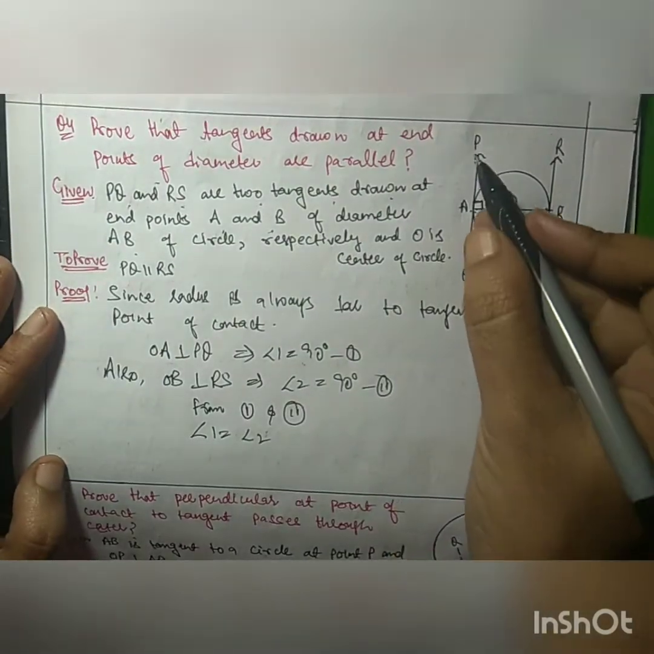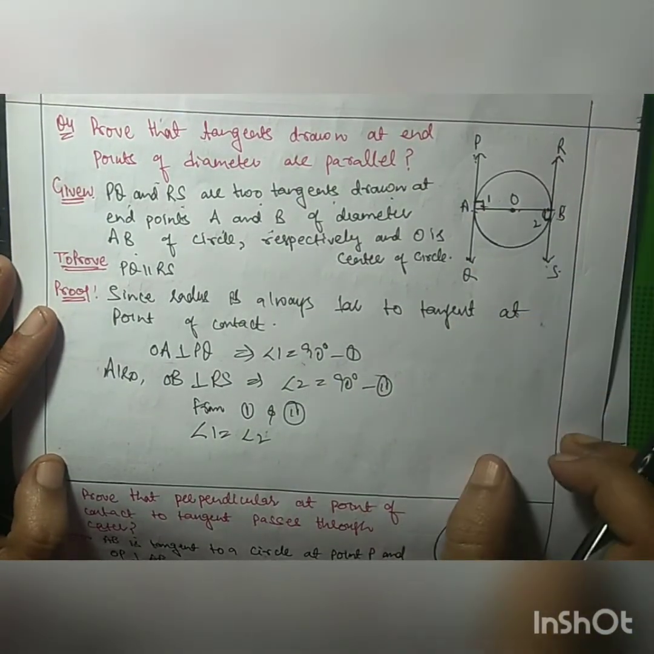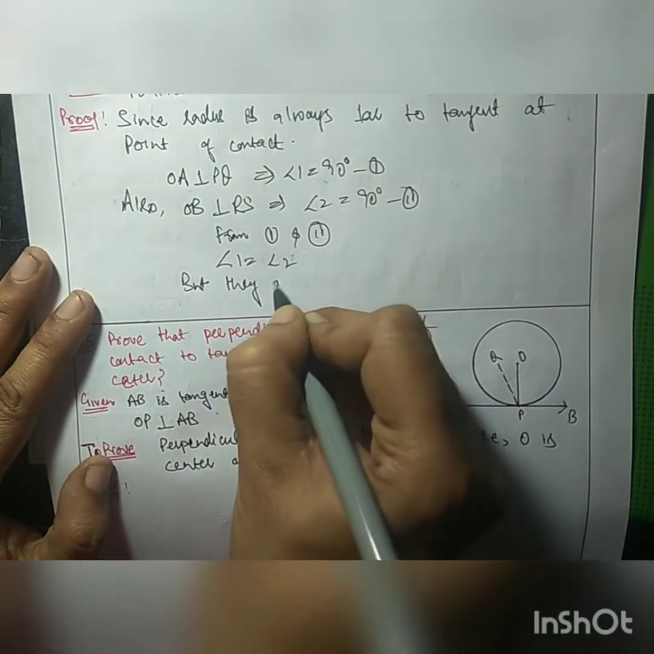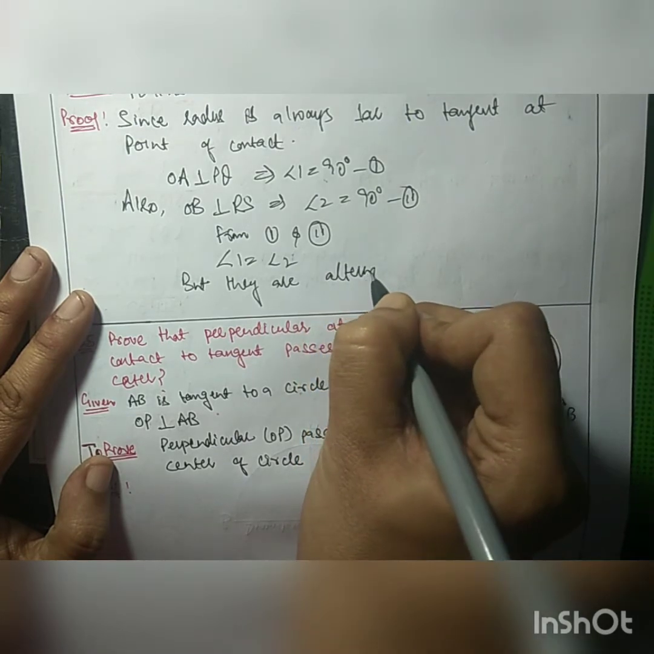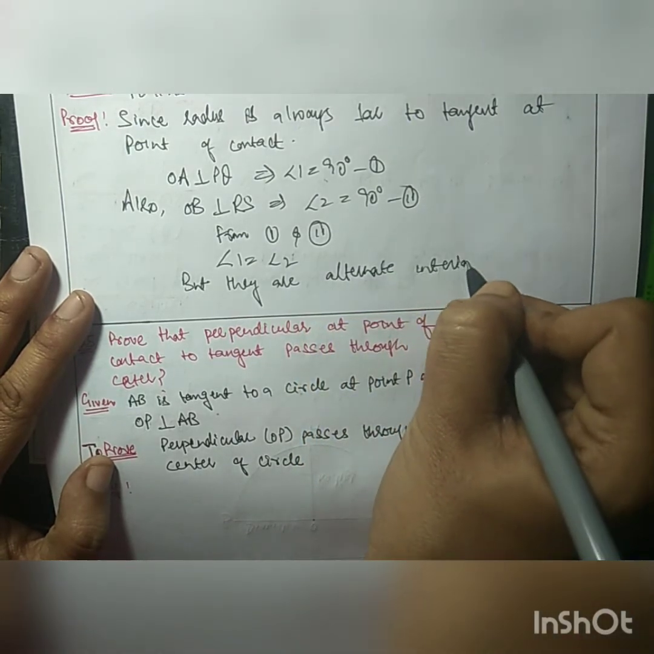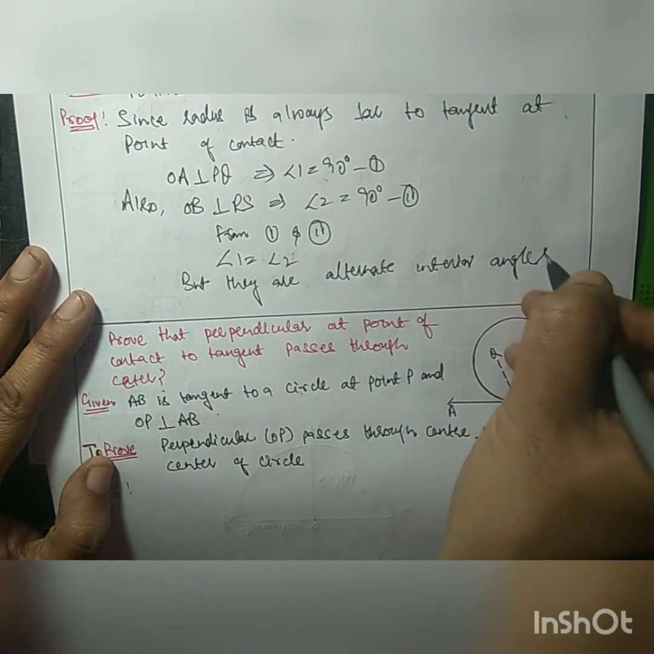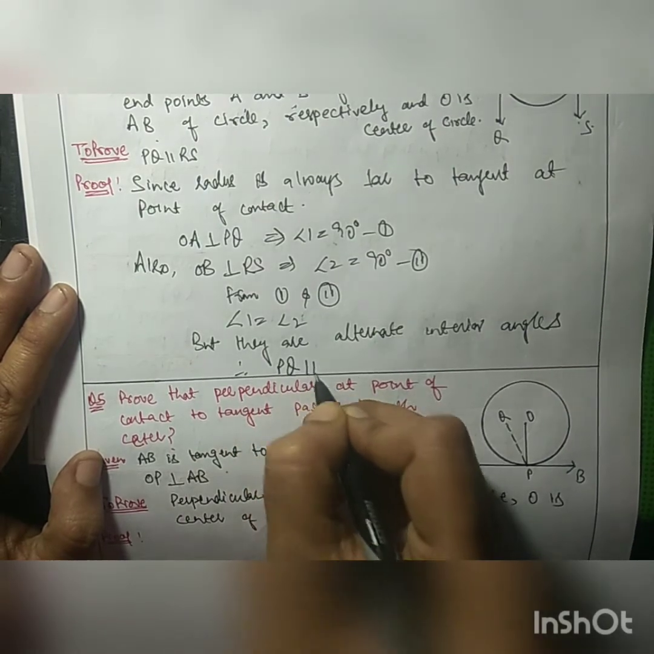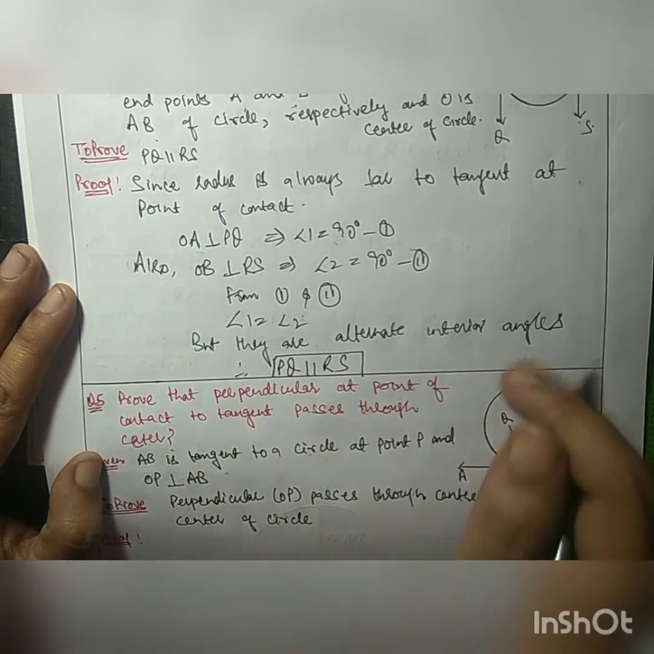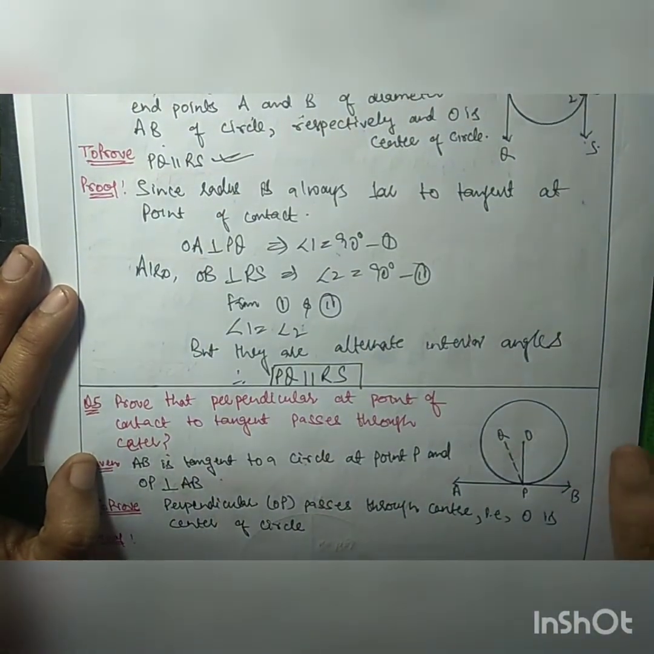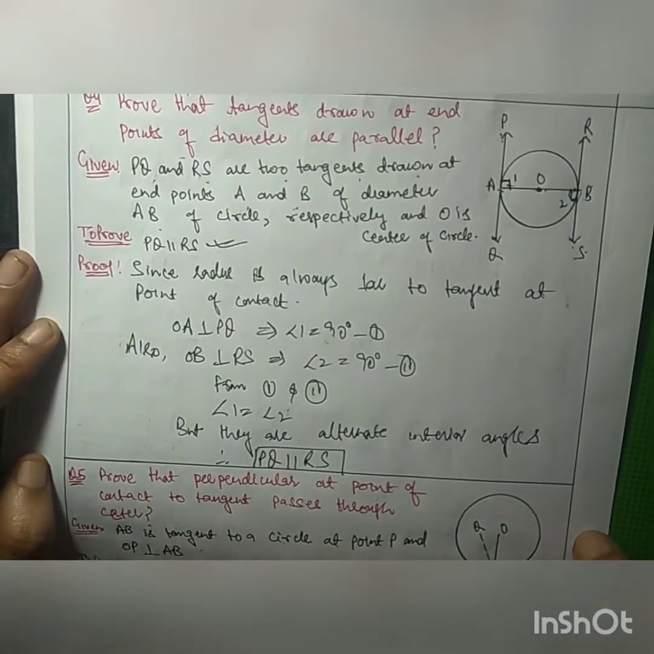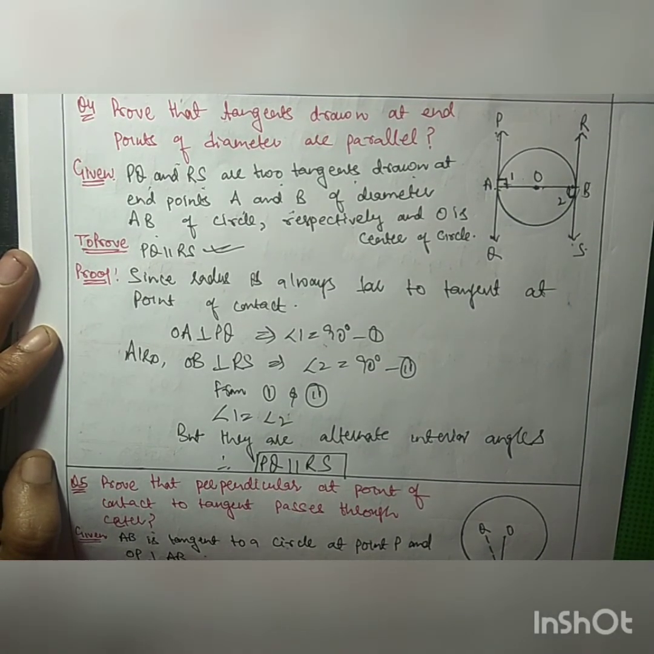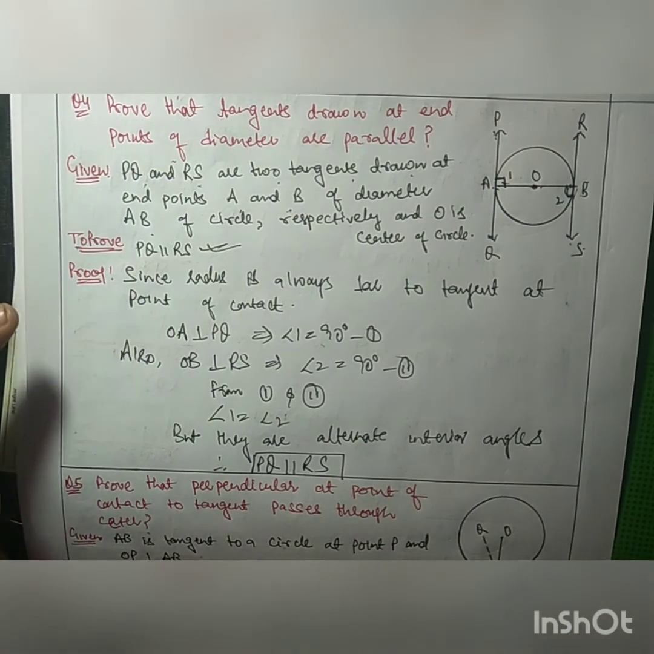But if we observe the figure, then angle 1 and 2 are alternate interior angles. And you know, if alternate interior angles are equal, then the lines would be parallel, that is PQ is parallel to RS. What we have to prove? PQ is parallel to RS. So in this way we can prove that the tangents drawn at the endpoints of the diameter of the circle are parallel to each other. Okay, now let's move towards question number 5.